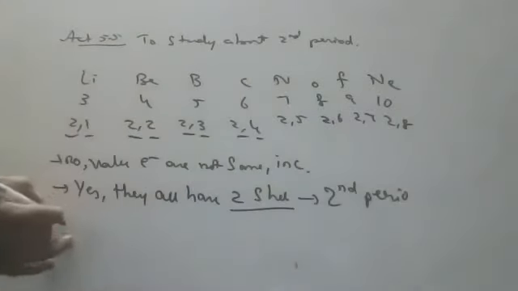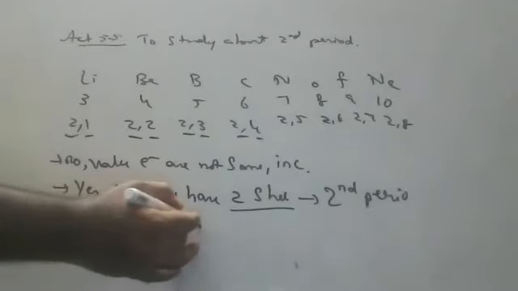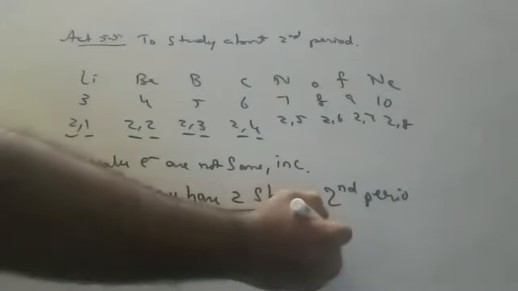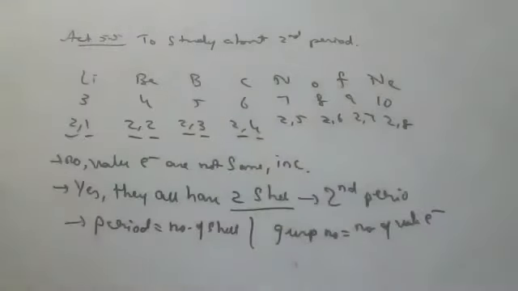So always remember, period is equal to what, children? Number of shells. And group means what, children? Number of valence electrons. Please remember, children, all these things are very, very important. Please copy fast.